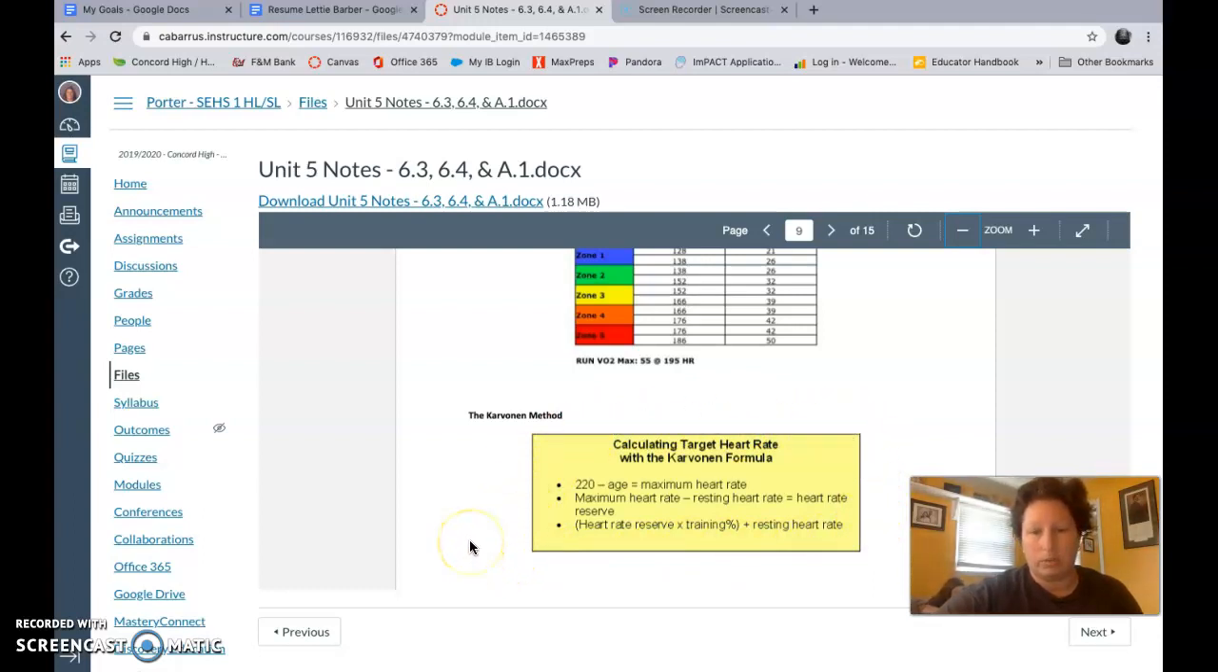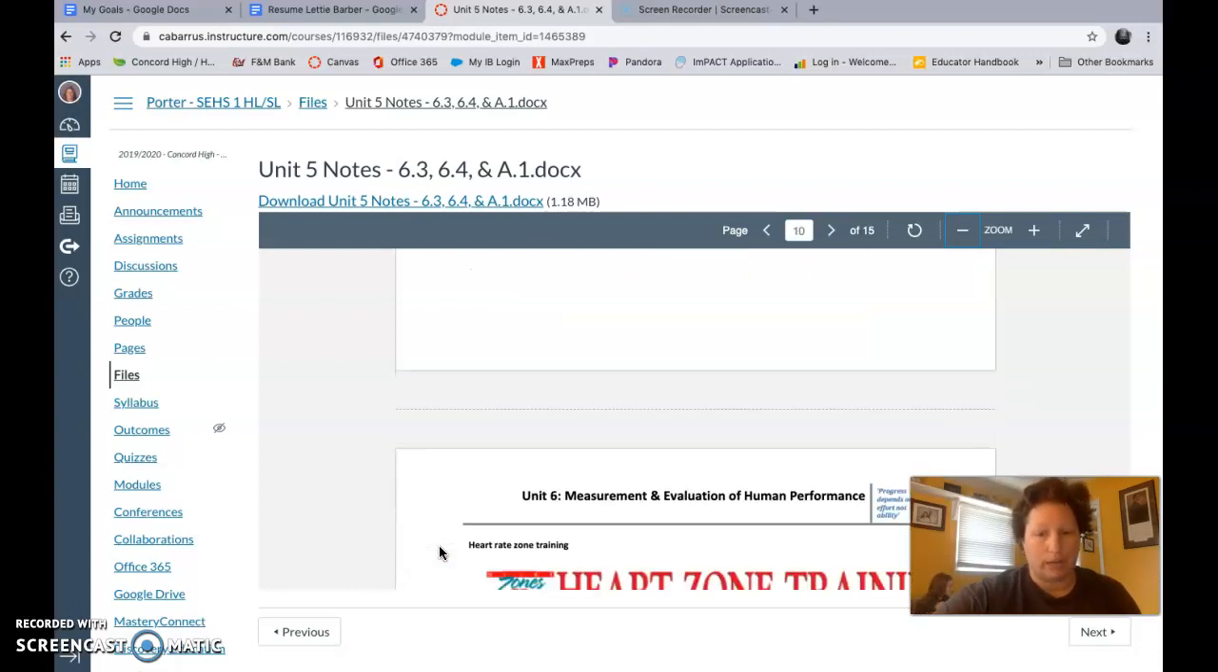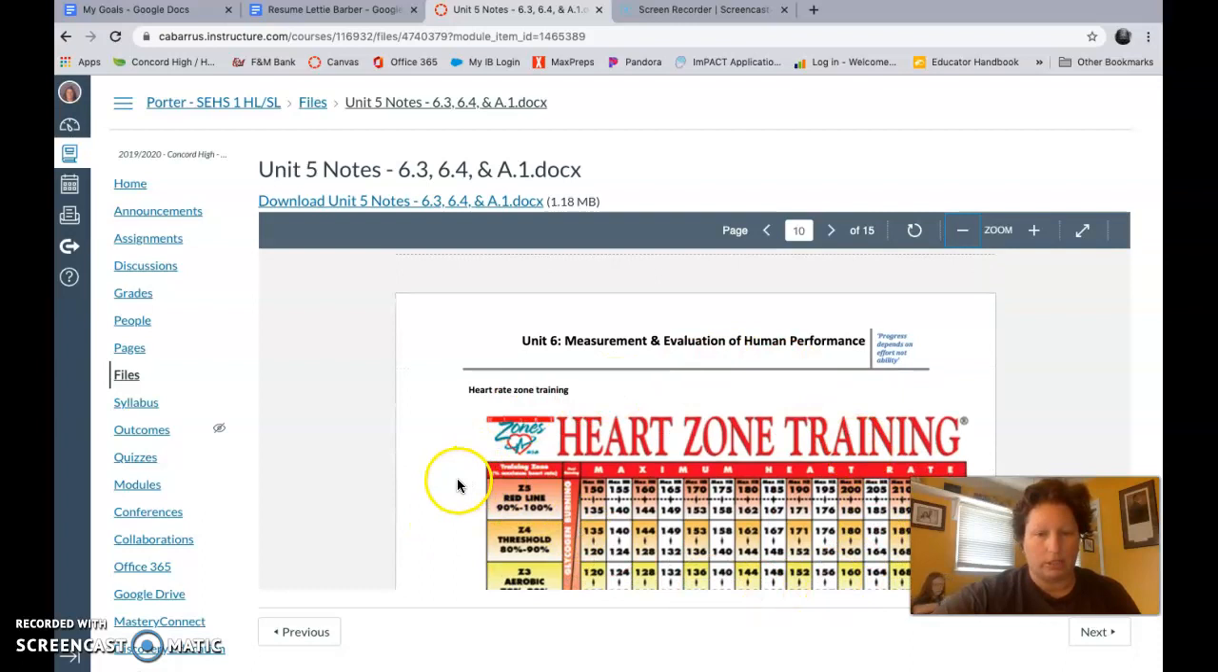It's basically 220 minus your age is your maximum heart rate. Take your maximum heart rate minus your resting heart rate, and that gives you your heart rate reserve. And then depending on your training intensity, you multiply that by say 0.65 for 65% or 0.85 for 85%, and then add your resting heart rate back. That will give you a heart rate zone of training. And that's what this means, heart rate zone of training.